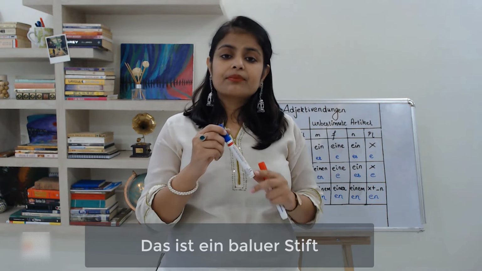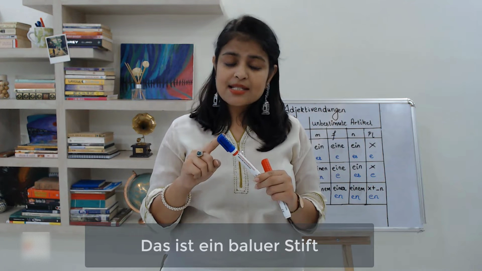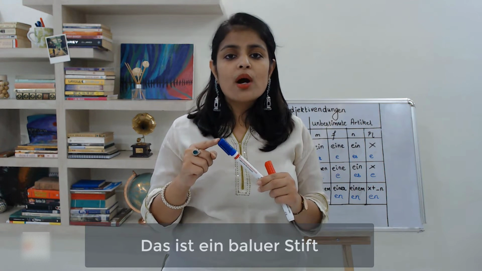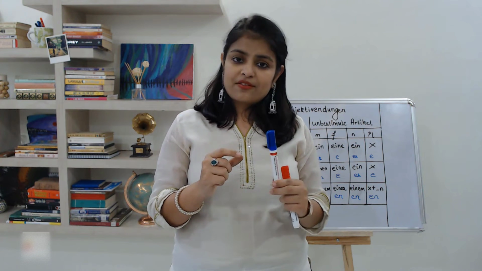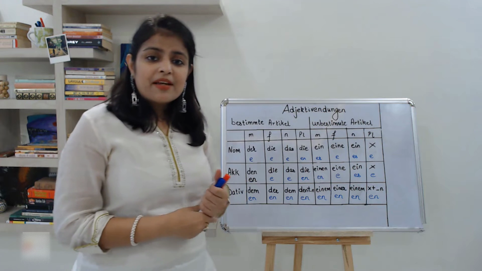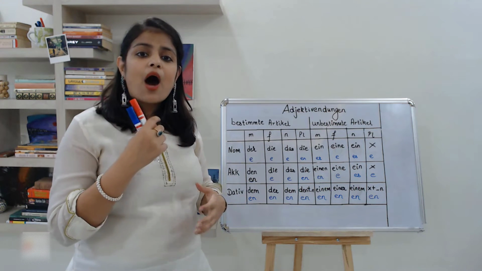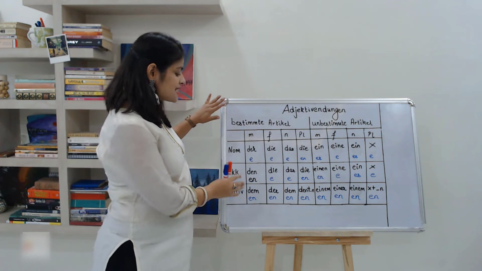That means, for example, if I say, das ist ein blauer Stift. Das ist ein blauer Stift. Over here, blau is an adjective and then thereafter is a noun which is Stift. That means I have to also write here an adjective ending according to the Stift. So, similarly, we have to understand how we use these adjective endings. So, for that, we have to learn this table.